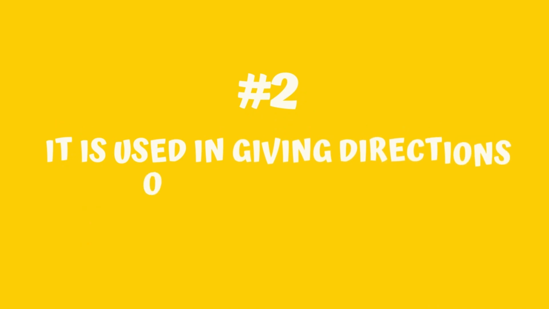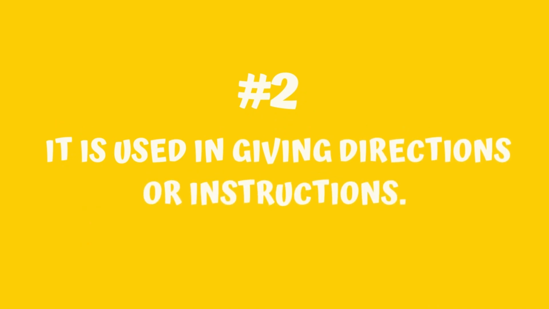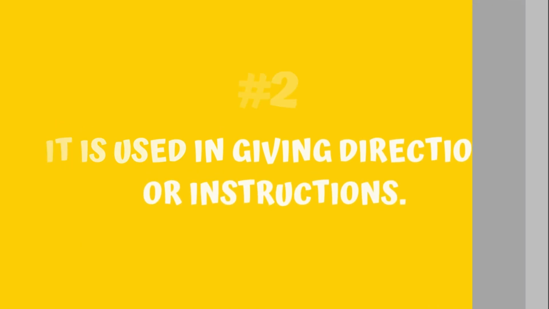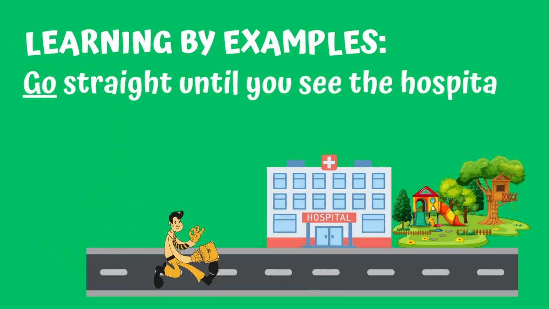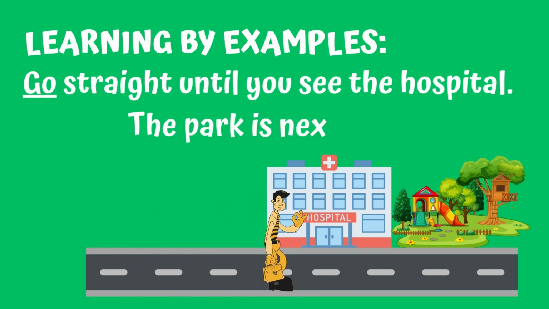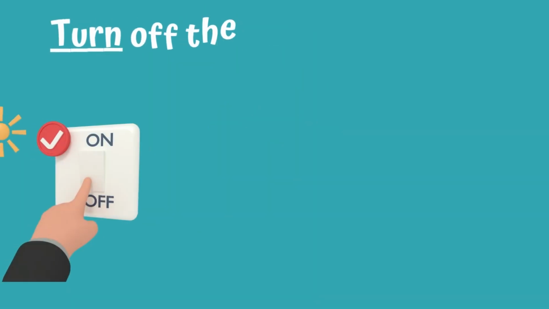Another instance when we use the present tense of a verb is when we give directions or instructions. Let's take a look at these examples. Go straight until you see the hospital. The park is next to it. Turn the light off before you leave the house.